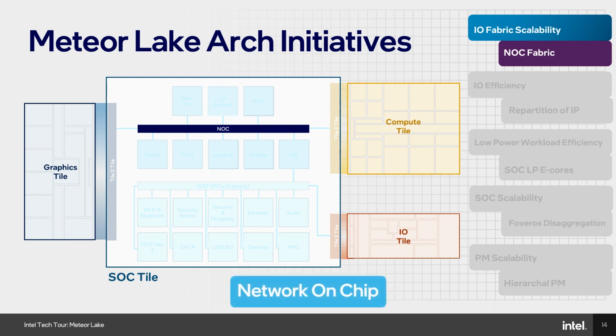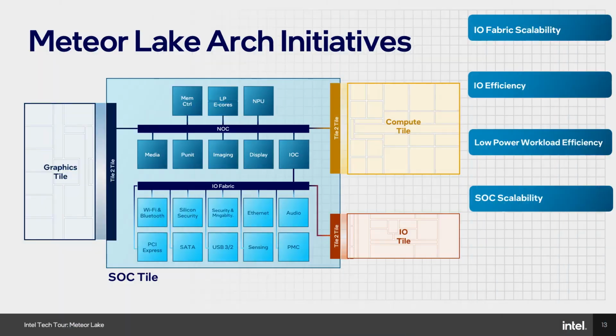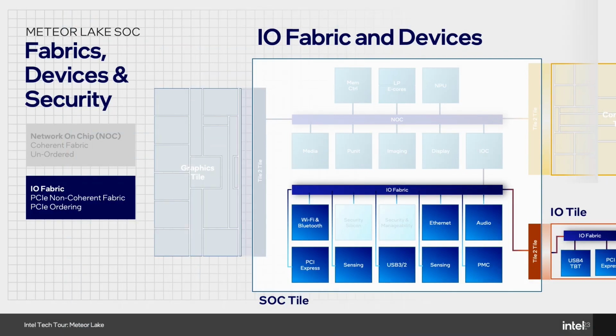We have our NoC, and it's a cache-coherent fabric. And then the devices that are attached to that, we have our two tiles, compute tile and our graphics tile. Those are attached to it. And then inside the SoC, we have media, display, imaging, our new NPU, and then our low-power SoC E-cores. Those are the main devices that are on it. And then attached to that, we have the memory controller, and we have power management controller. And then we also have a bridge to our I/O fabric. So that's our NoC fabric. We have two main fabrics, our NoC fabric and then our IO fabric.